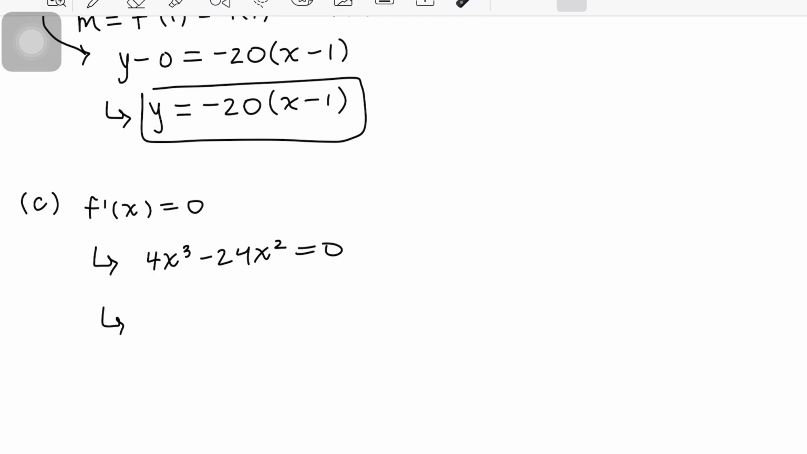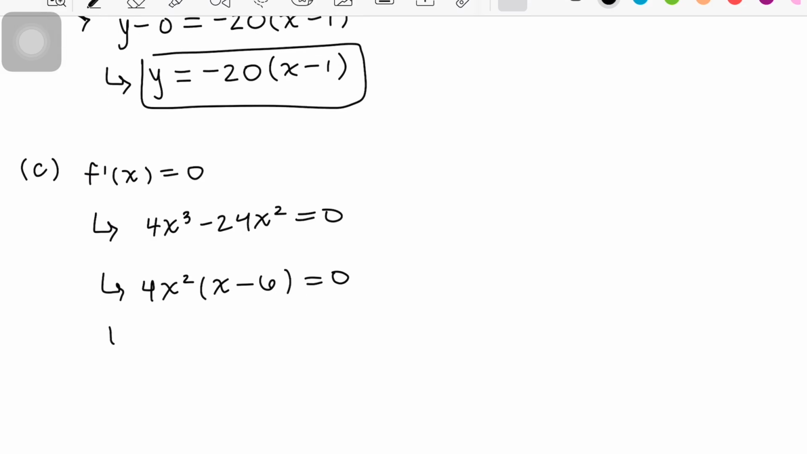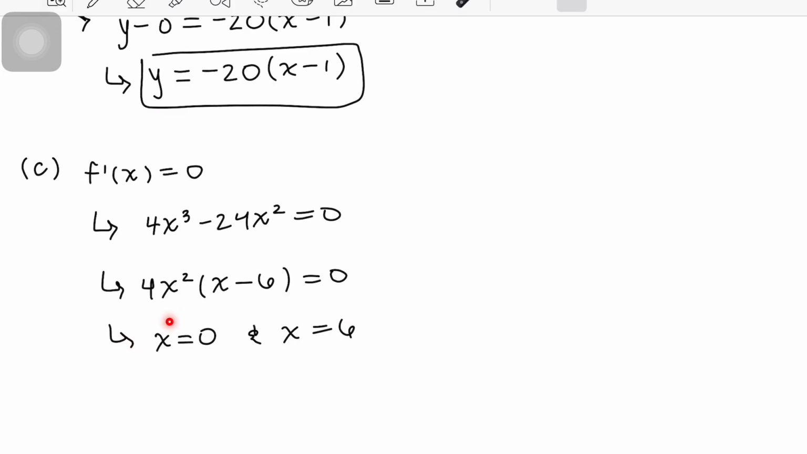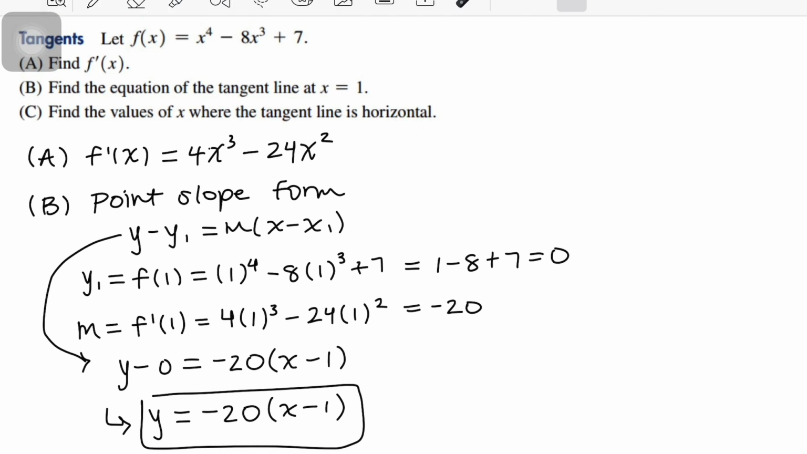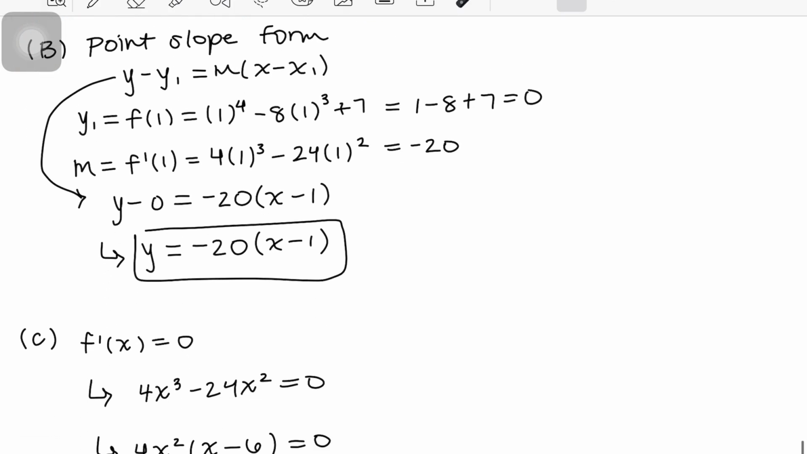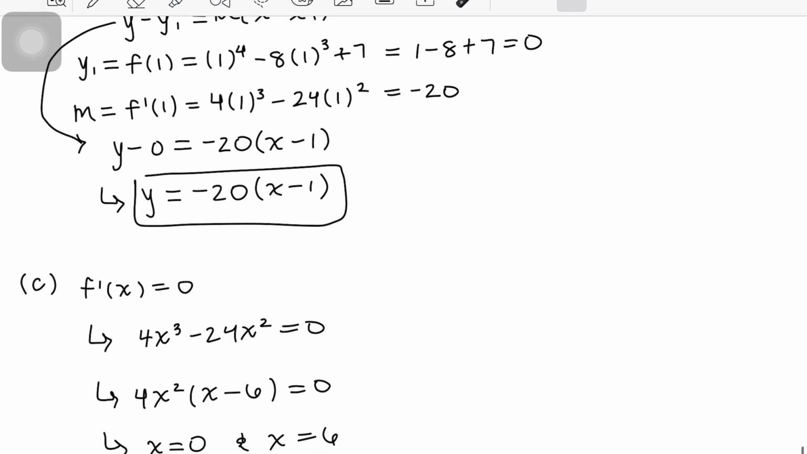So pulling out a 4x squared in both terms, we're left with x minus 6 here. And then this just comes out to x equals 0 and x is equal to 6. So for these x values, our slope is equal to 0 and therefore our tangent line is horizontal. All right, so that is it for this video.